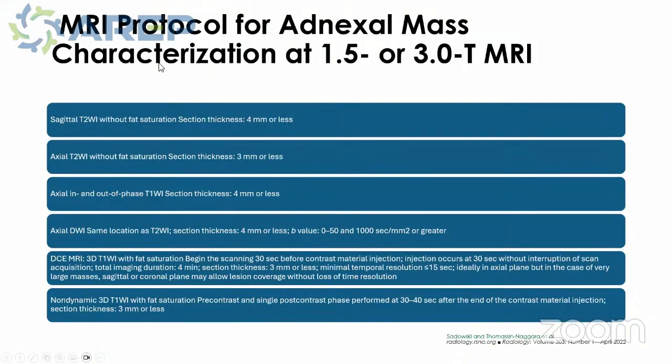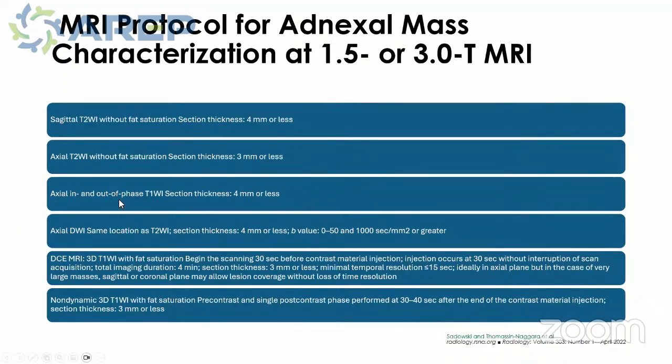And so the MRI protocol for adnexal mass characterization at 1.5 or 3 Tesla MRI. We need a sagittal T2 weighted image without fat saturation and a slice thickness of 4 millimeters or less. Axial T2 weighted image without fat saturation, section thickness of 3 millimeters. The 3 millimeter section thickness is important here and in the post-contrast imaging because it helps in identifying papillary projections, which will not be seen if the slice thickness is more.